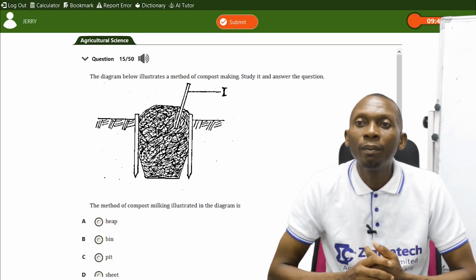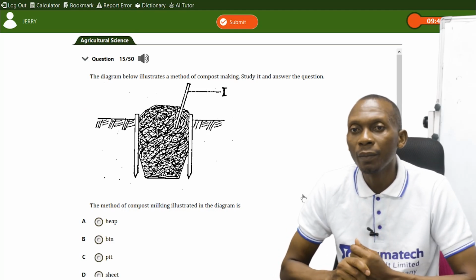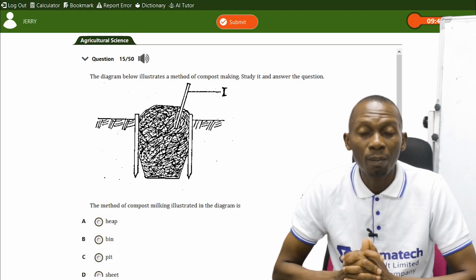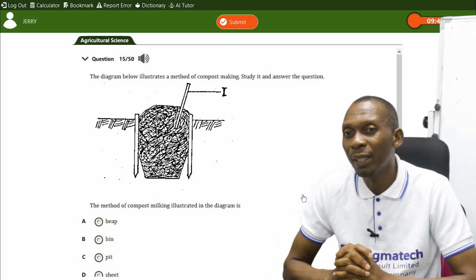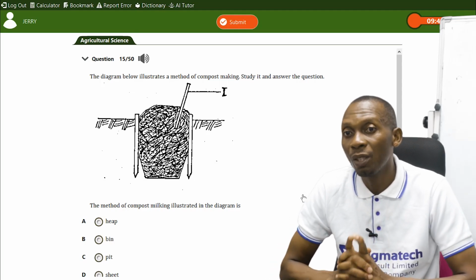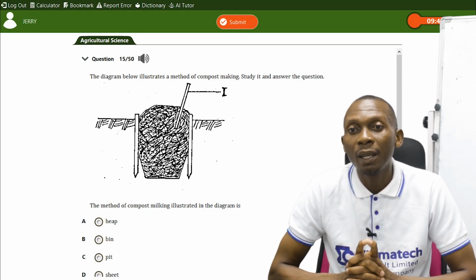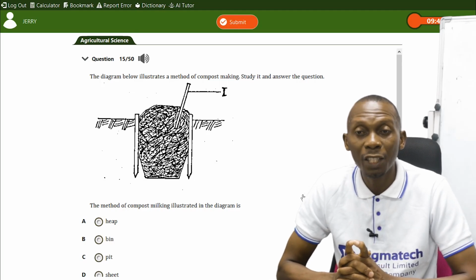Now this diagram here is about compost making, which is a compost pit. So the question says the method of compost, there's a mistake there, it's not milking, it's compost making. Illustrated in diagram is A, heap, B, bin, C, pit, and D, sheet.